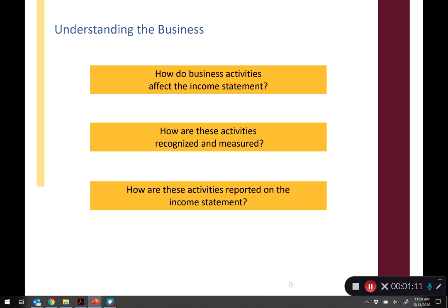So how do business activities affect the income statement? That's what we're going to focus on in this chapter. And how do we recognize the activities and how are they going to be reported on our income statement? So in Chapter 2, we focused on transactions that affected the balance sheet. Now we're going to focus on the income statement.